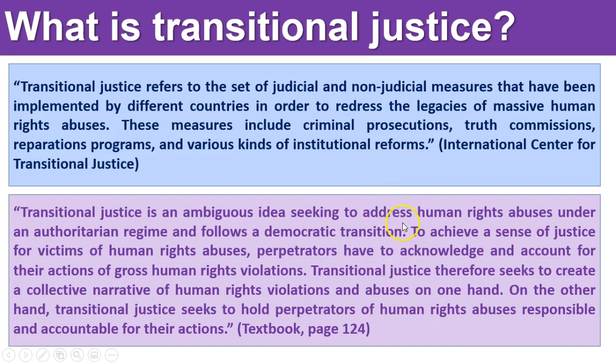From the second definition below, an important point would be achieving a sense of justice for victims of human rights abuses. Perpetrators then have to acknowledge and account for their actions of gross human rights violations. So what transitional justice tries to do is create a collective narrative of human rights violations and abuses on the one hand, and on the other hand, it seeks to hold perpetrators of these abuses responsible and accountable for their actions. All of those are important keywords that you would have to include in an answer.